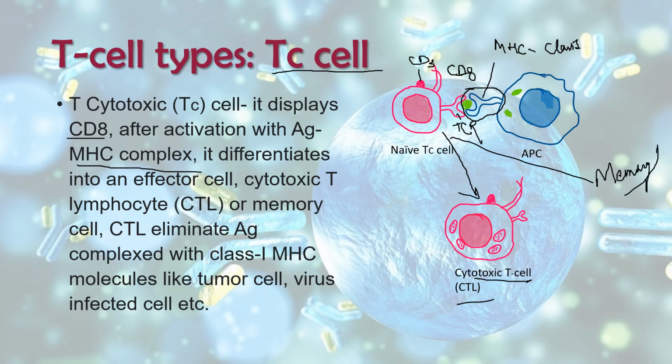This cytotoxic T cell has the ability to eliminate antigen which is complexed with class 1 MHC molecules, like tumor cells and virus infected cells. So this particular cytotoxic T cell has the ability to eliminate the antigens which are present with class 1 MHC molecules, or it can kill the tumor cell as well as the viral infected cell.